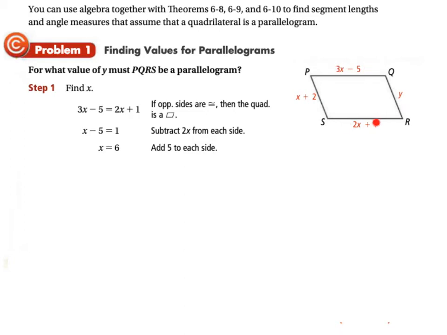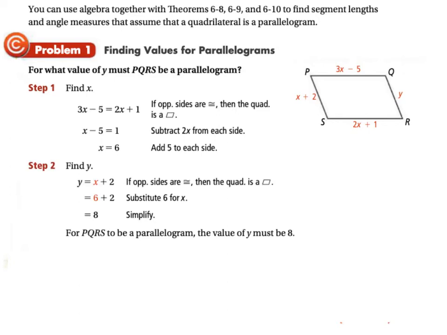Set these equal to each other, because the only way that it's going to be a parallelogram is if the opposite sides are equal. So we set this equal to the other side, and we solve out to find that x equals 6. Now that we know that, we can find out what y is, because we can take the equation x plus 2 equals y and replace x with the value we know. And we find that y is equal to 8, so for PQRS to be a parallelogram, the value of y must be 8.